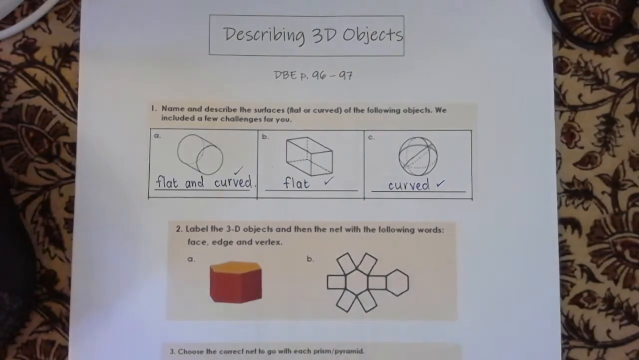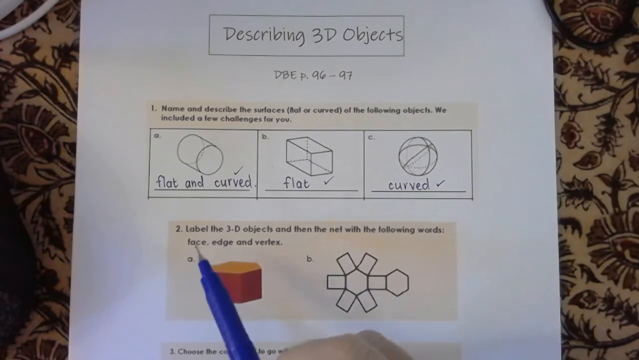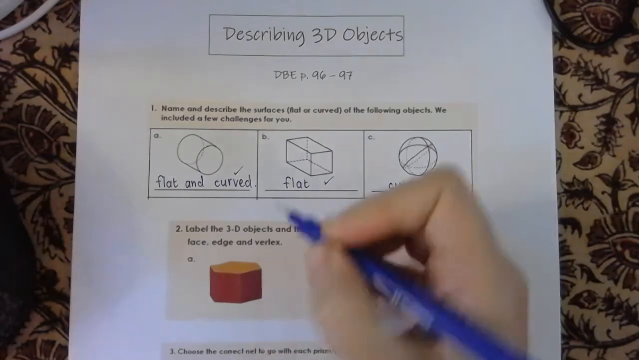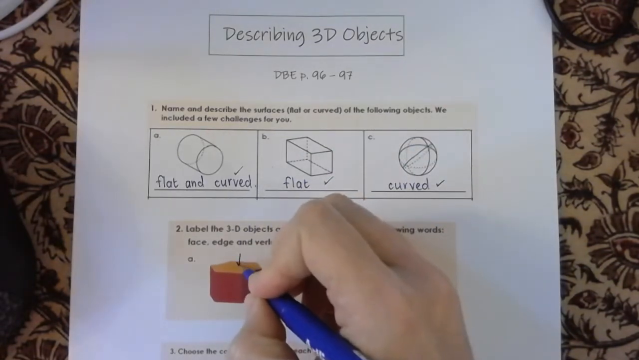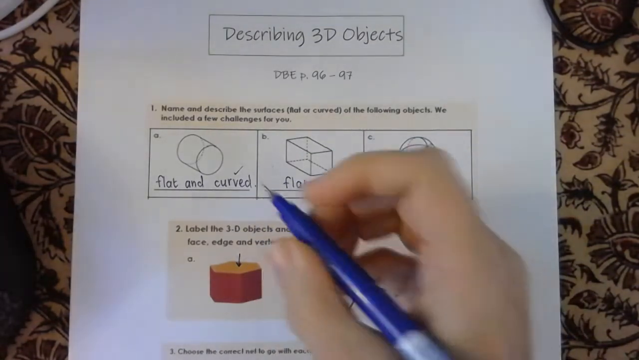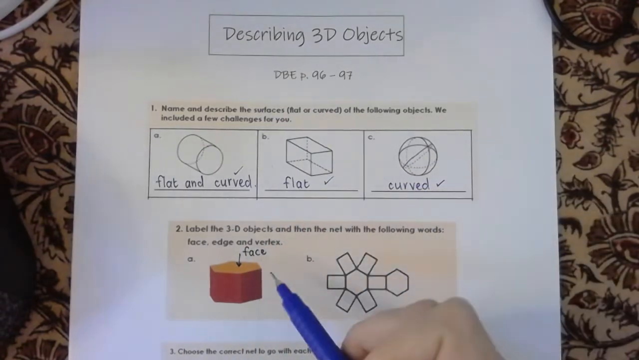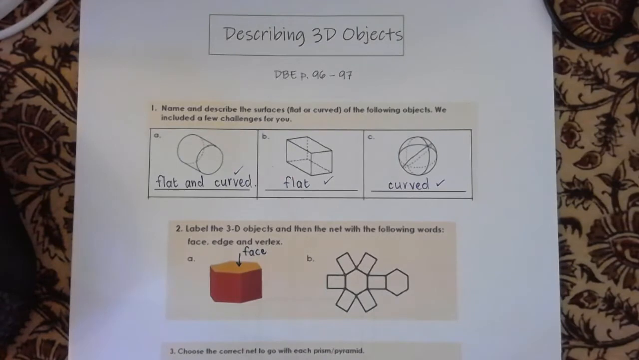Then the next question, number 2, it says label the 3D objects and then the net with the following words. So you must use the words face, edge, and vertex, and you must show it on the picture. So I'm just going to do it here and there. If I look at this lighter face here, I'm just going to use my arrow to show what I'm talking about, and then I will write the label face. Then I want you to show me where's the vertex and show me an example of the edge.